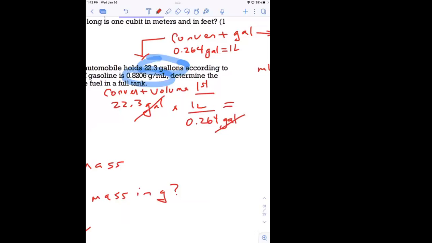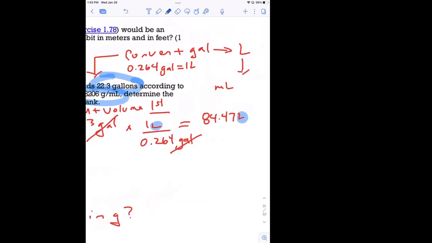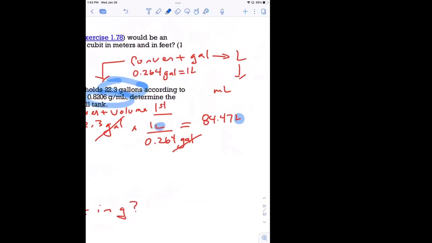It'll be about 4 times that number. I got 84.47. Okay, 84.47 liters. Is that right? Yes. Keep in mind, we always keep track of those units. If you don't keep track of the units, your calculation is going to get lost in the sauce. So you don't want to not pay attention to the units.